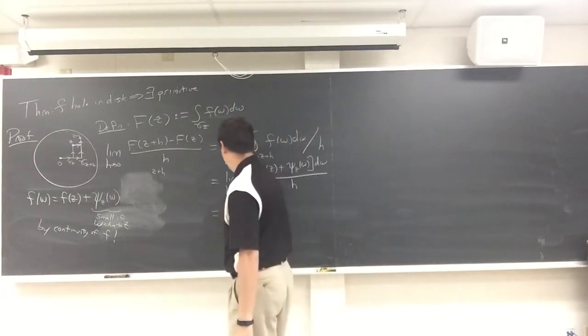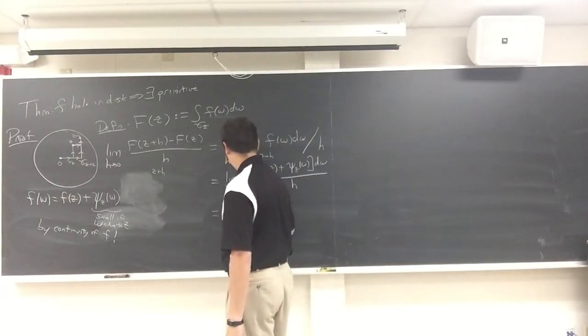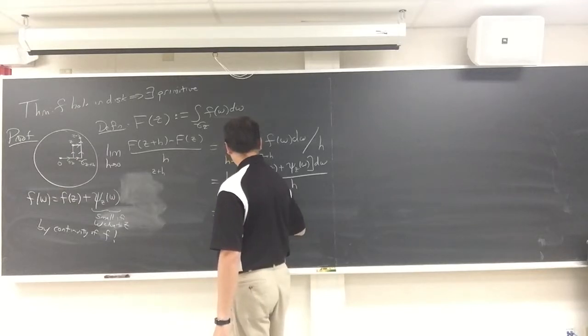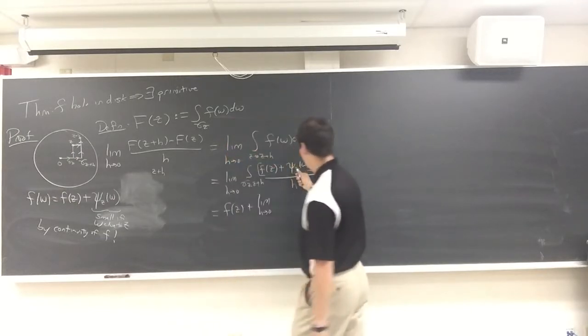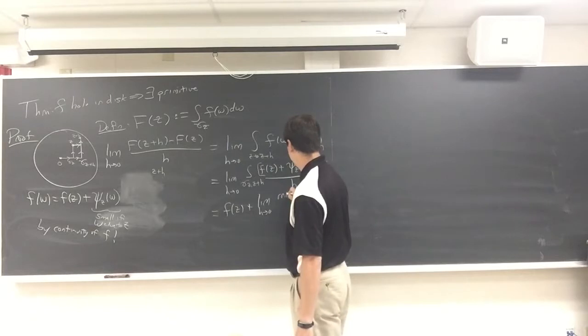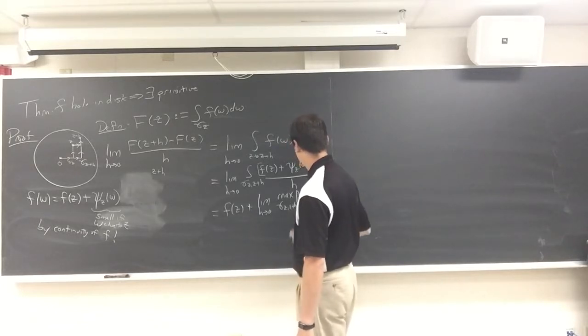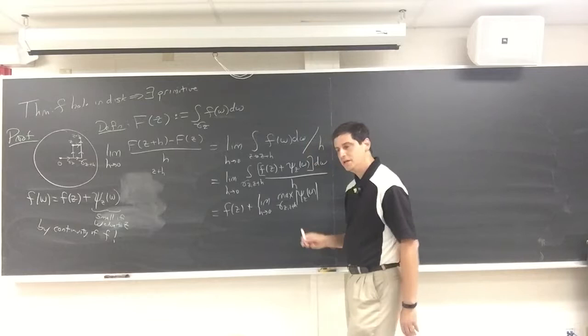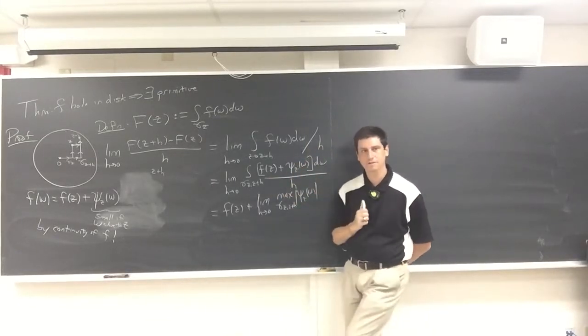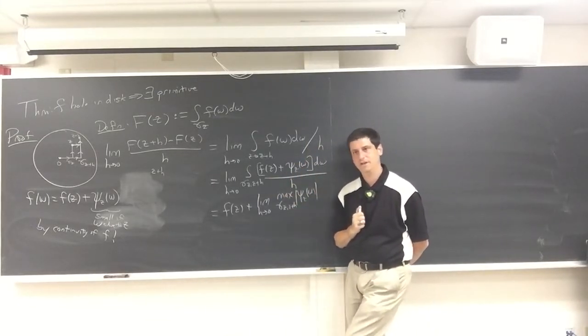So this is going to just be f of z plus the limit as h goes to 0. And now on this part, we can pull out the maximum on the path gamma from z to z plus h of psi_z of w, times the length of that curve, divided by h.